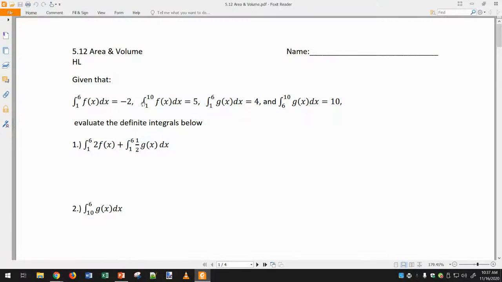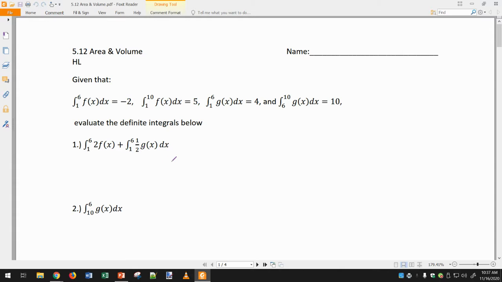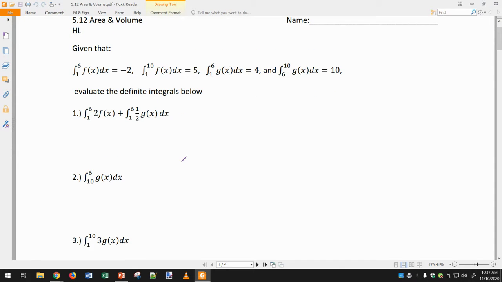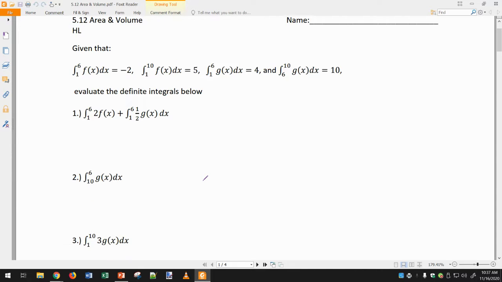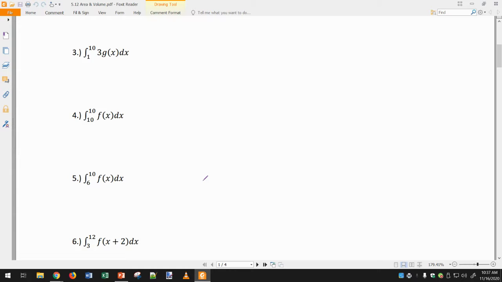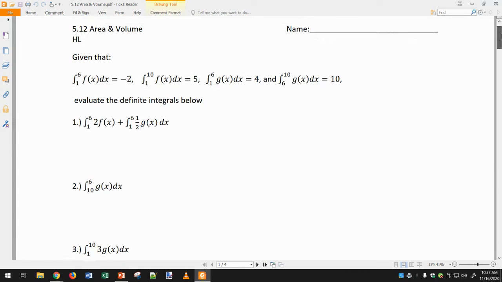So I'm going to go through this packet that I gave you before the lockdown. And I'm going to go through some of these problems. And the ones I don't do, you can try on your own. So I'll go through this first section.